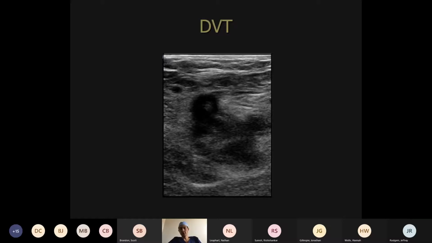We can also treat DVT. So patients with acute DVT or chronic DVT sometimes have their venous system full of clots. Sometimes they're very symptomatic. There's a subgroup of patients that will benefit a lot from this. You can go to the next slide.